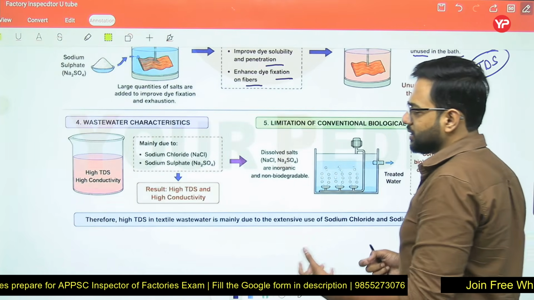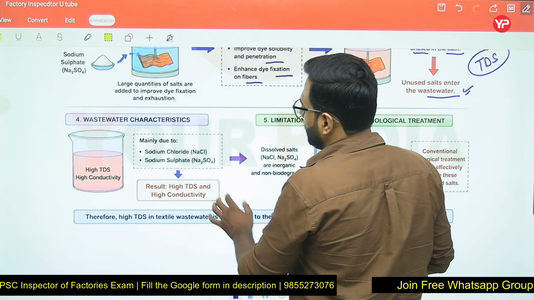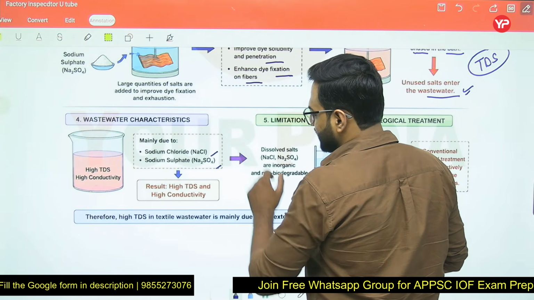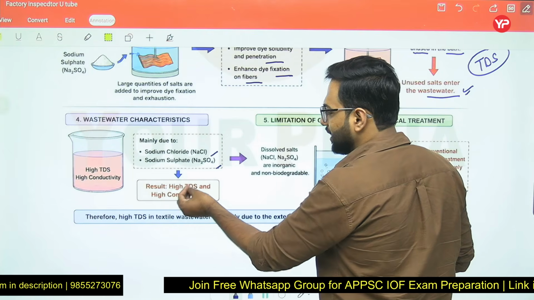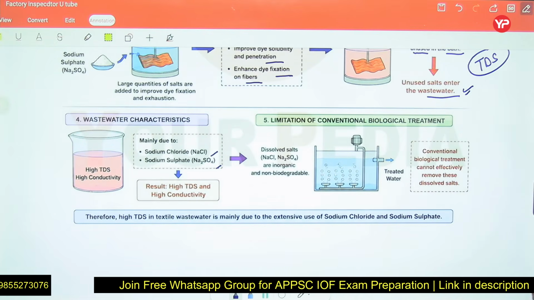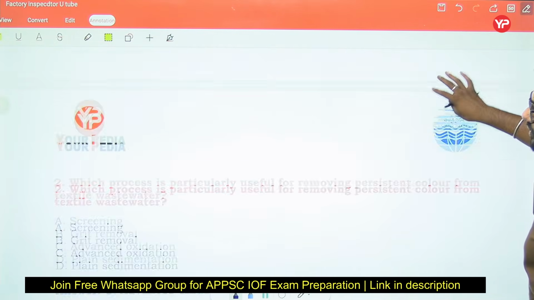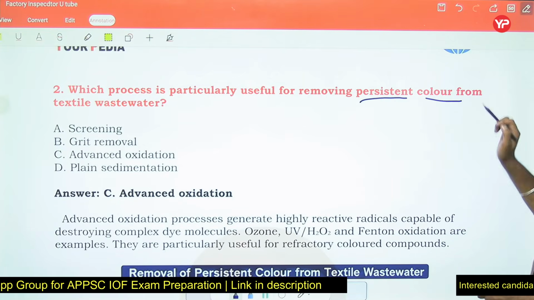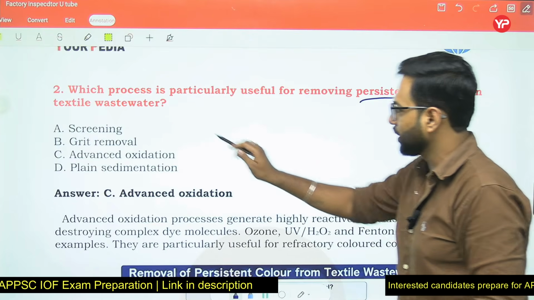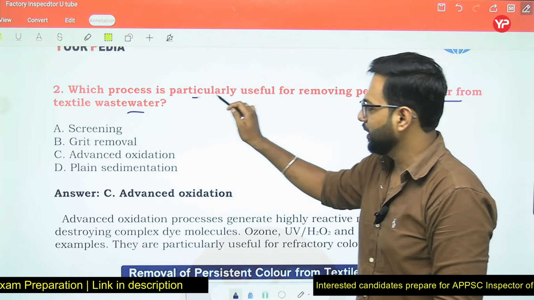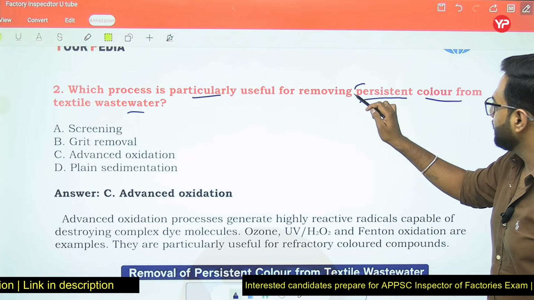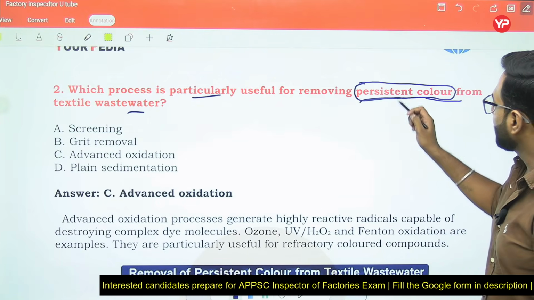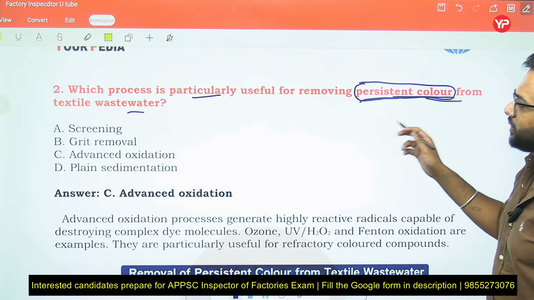If you talk about wastewater characteristics, it will contain a high amount of salts, namely sodium chloride and sodium sulfate, resulting in high TDS and high conductivity. Now the next question, friends: which process is particularly useful for removing persistent color from textile wastewater? The question is asking which process is particularly useful for removing persistent color that cannot be easily removed from the textile wastewater.